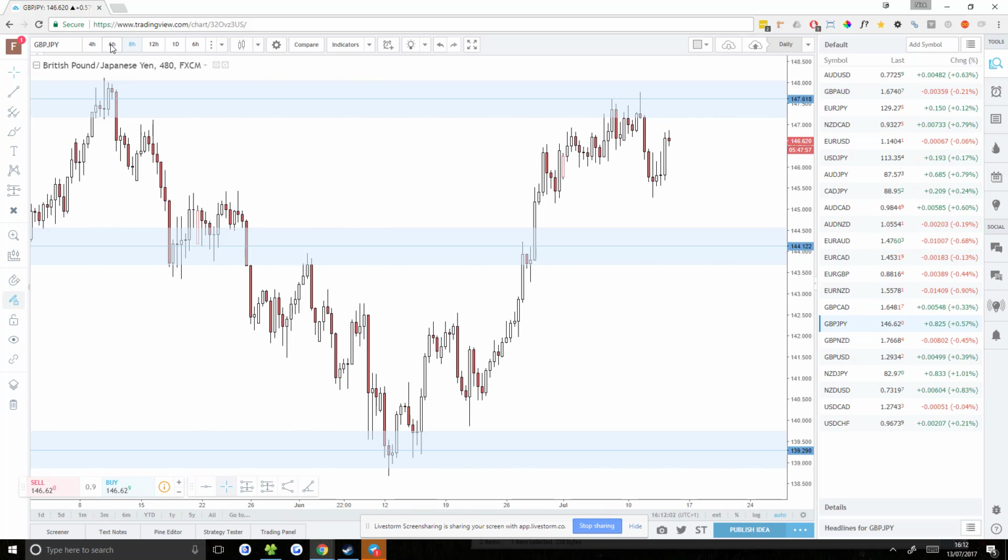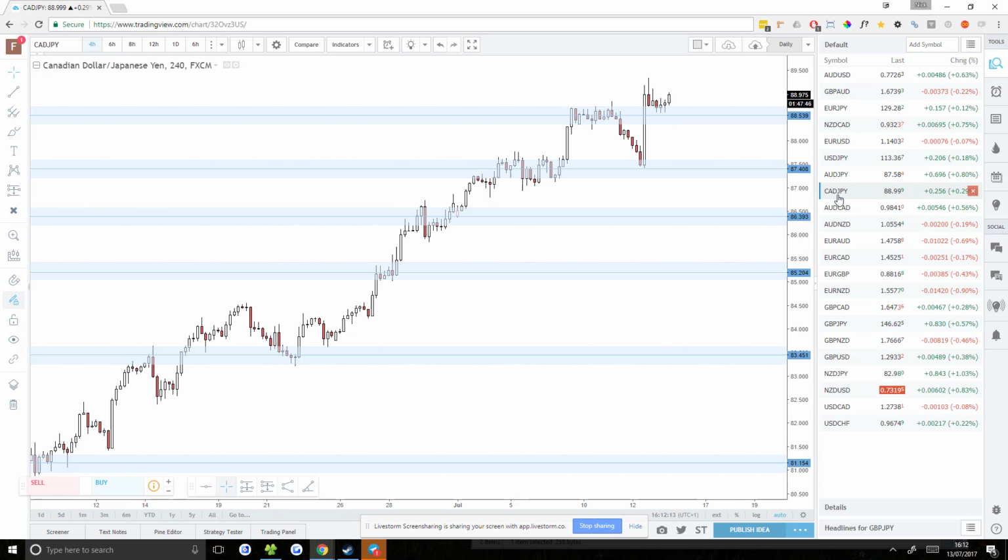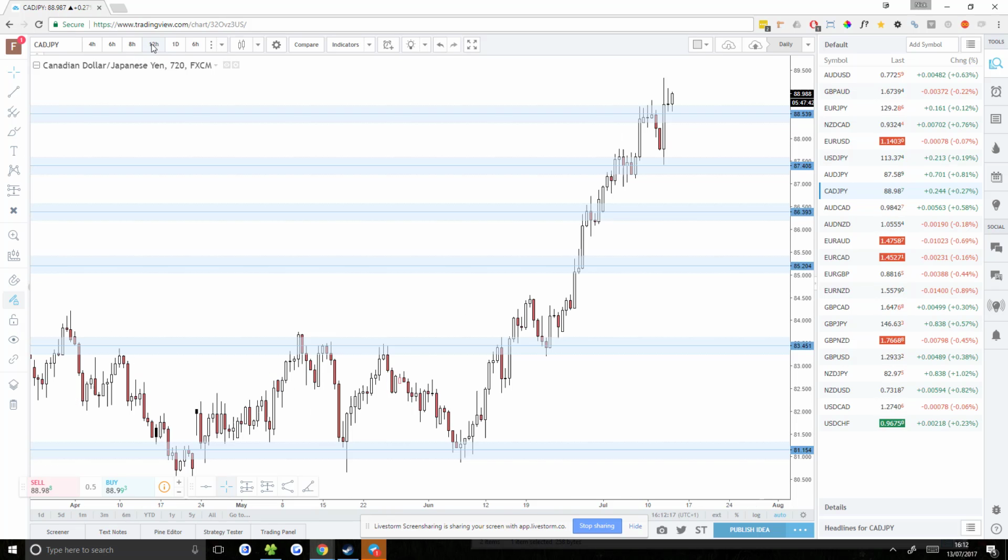GBPJPY is just sitting in between areas, so nothing much here. I think we just went over CAD-JPY, Alex. Yeah, I don't really see anything here worth trading, man.